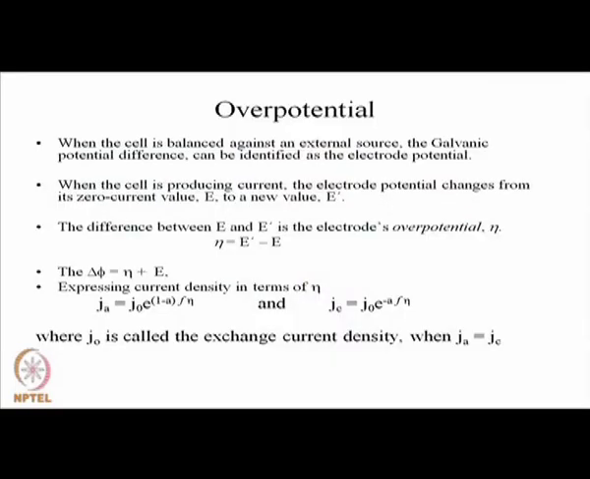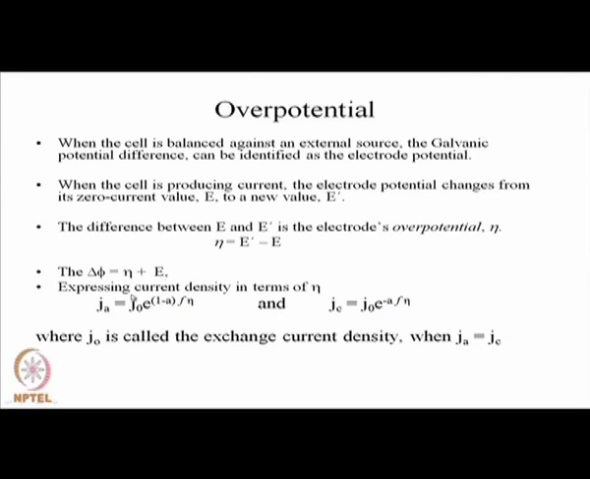Now, the difference between this E and E primed is the electrode's overpotential. Okay. And it is denoted by eta. So, eta is nothing but eta is equal to E primed minus E. So, it is the potential when it is producing current, and E is the potential when it is exactly under reversible situation, that is exactly balanced against an external source. Okay. So, delta phi is equal to eta plus E.